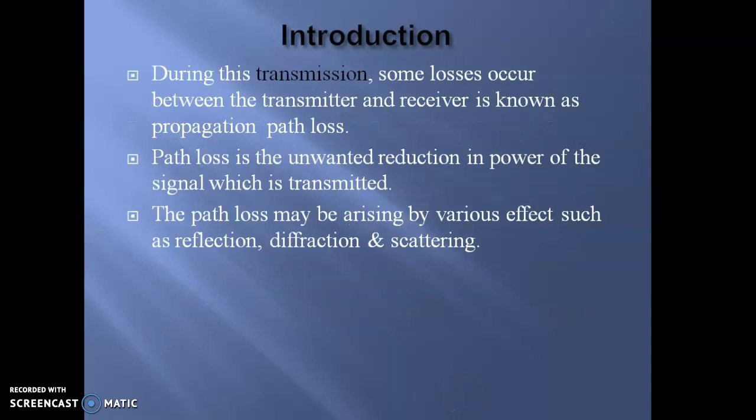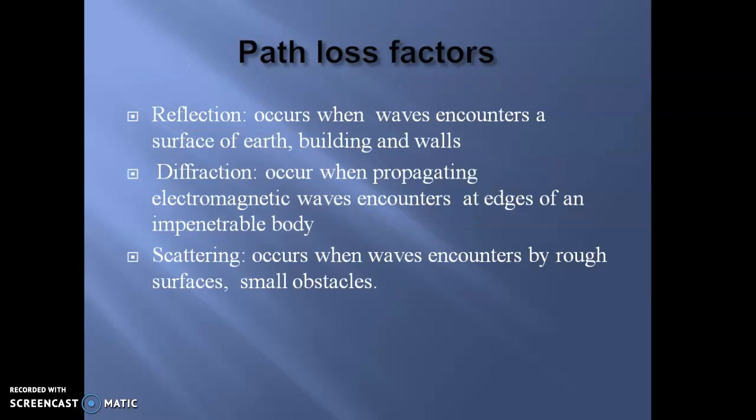During these transmissions, some loss occurs between the transmitter and the receiver, known as the propagation path loss. So what is path loss? Path loss is the unwanted reduction in the power of the transmitted signal. Path loss may arise from various effects such as reflection, diffraction and scattering. So what are the path loss factors? Path loss factors are reflection, diffraction and scattering.